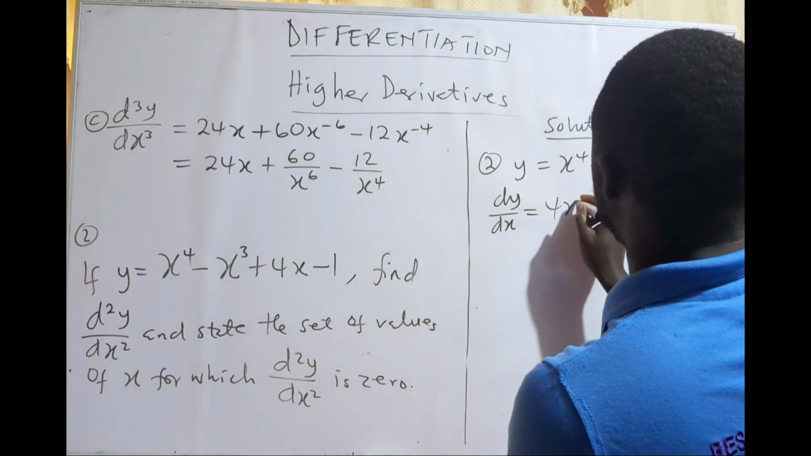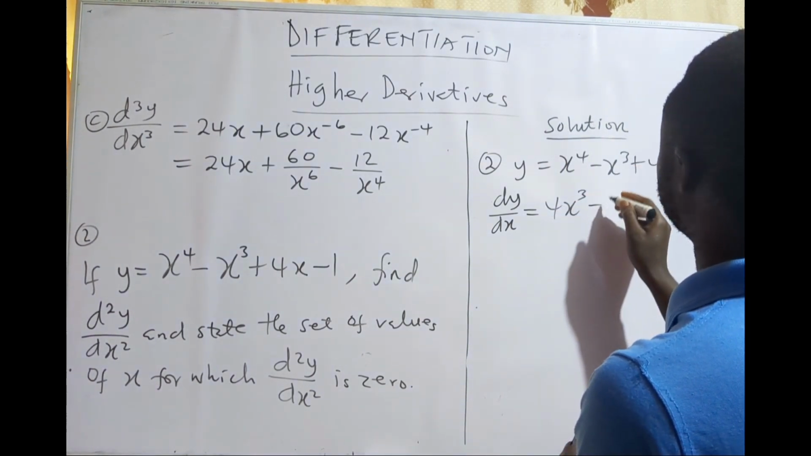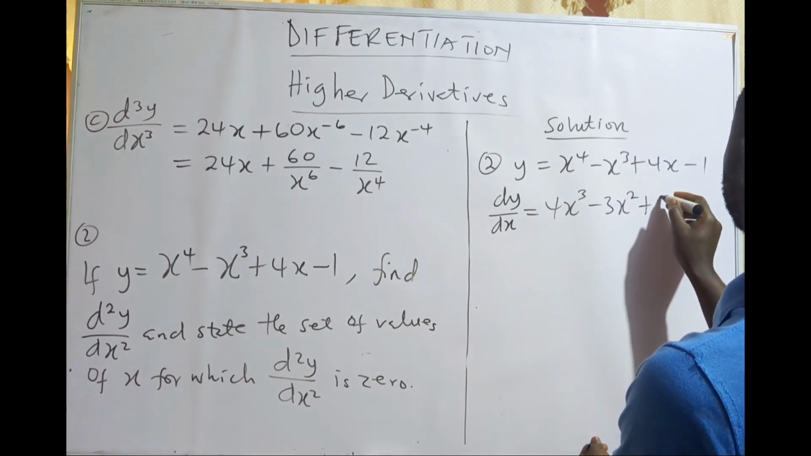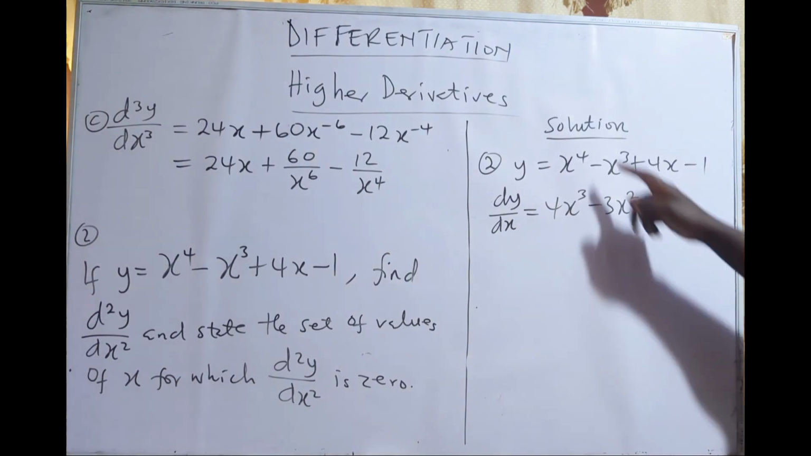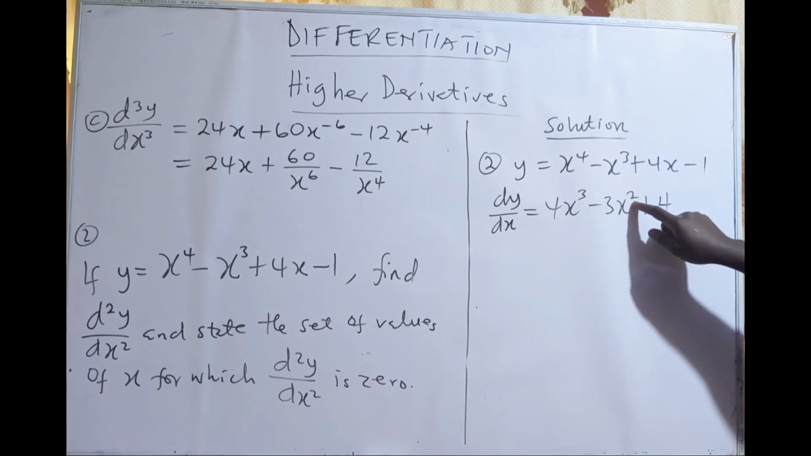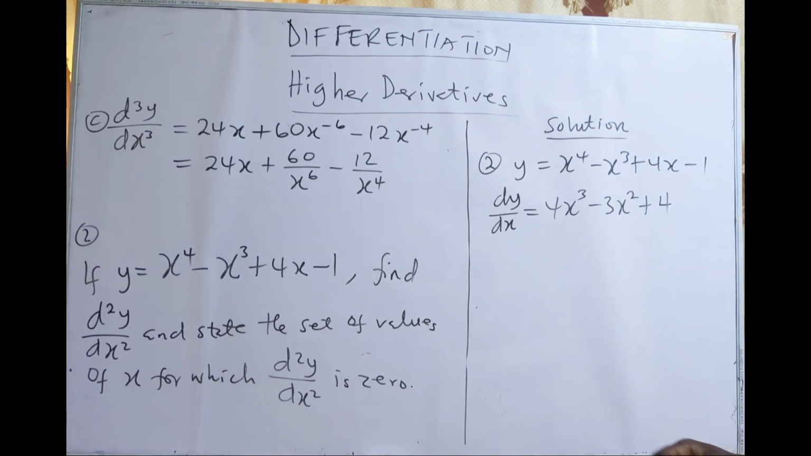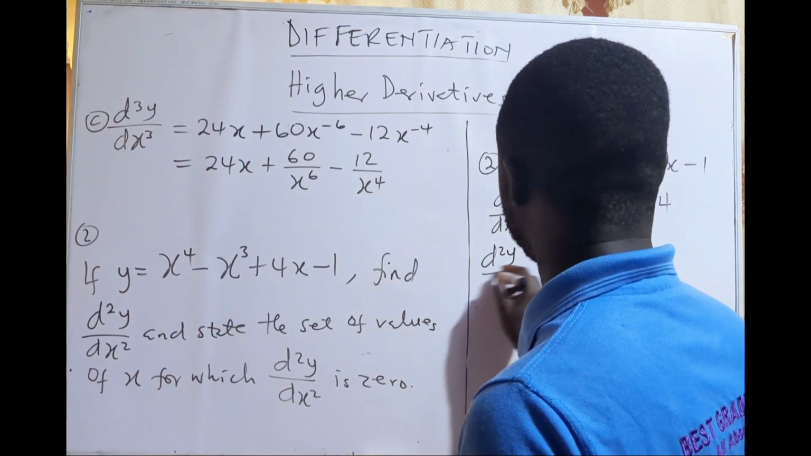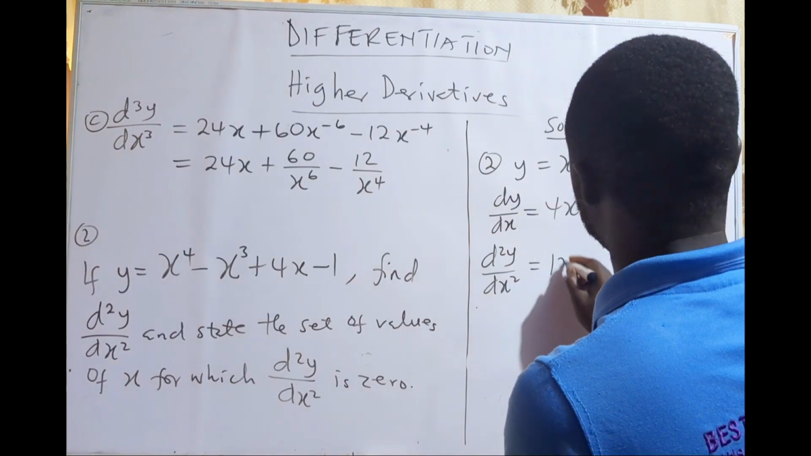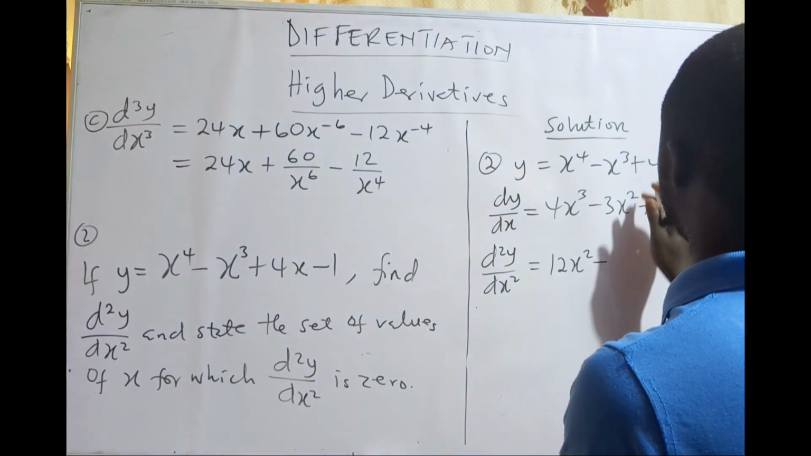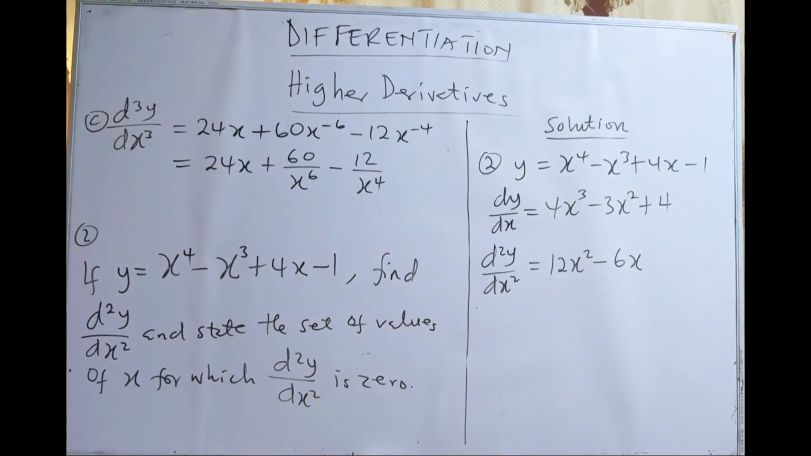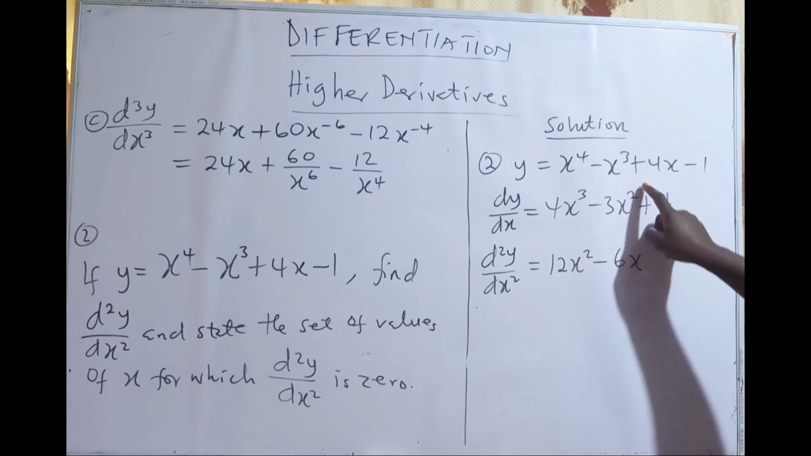So this will give us 4x cubed minus 3x squared plus 4. 4 will come here, this one minus 1, and then 3 will come here, 3 minus 1 will give us 2, and then this will give us 4. Then we come to d squared y over dx squared. We further differentiate this. 3 times 4 will give us 12x squared, minus 2 times 3 is 6x, and the last term will be 0. So we have 12x squared minus 6x.